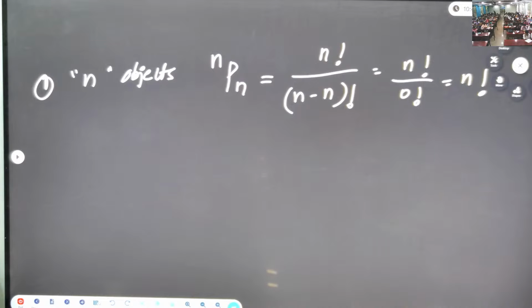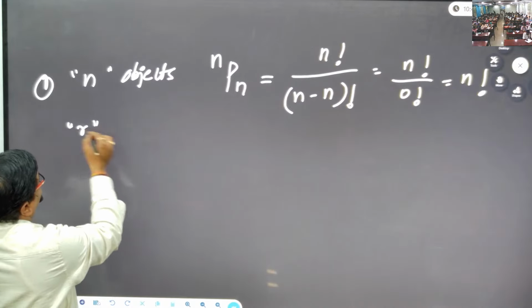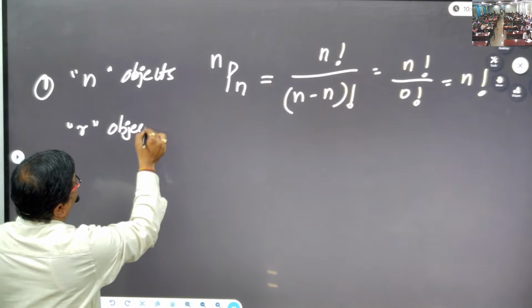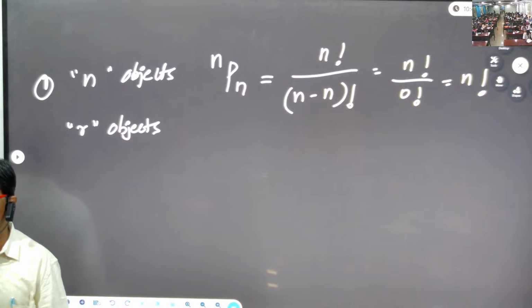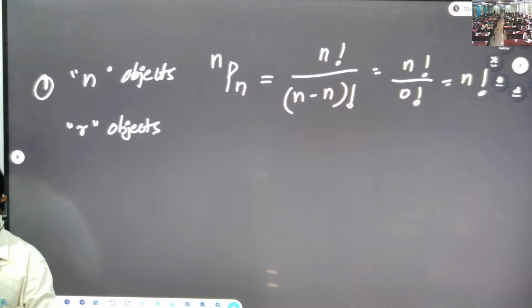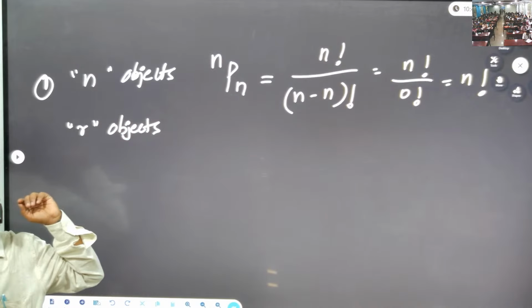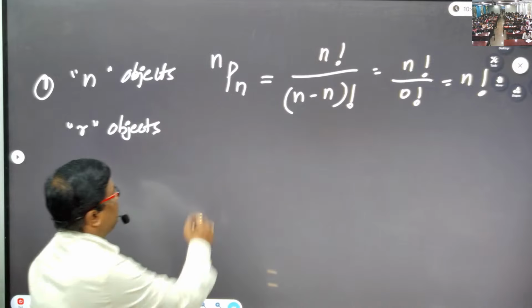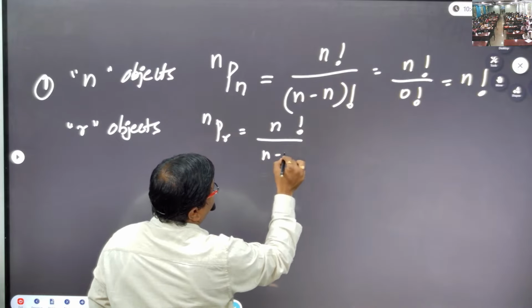Next line. Arranging r objects from n objects is equal to... is it nPr or nPn? r objects from n objects, nPr. Now you can write the formula as n factorial by (n minus r) factorial.